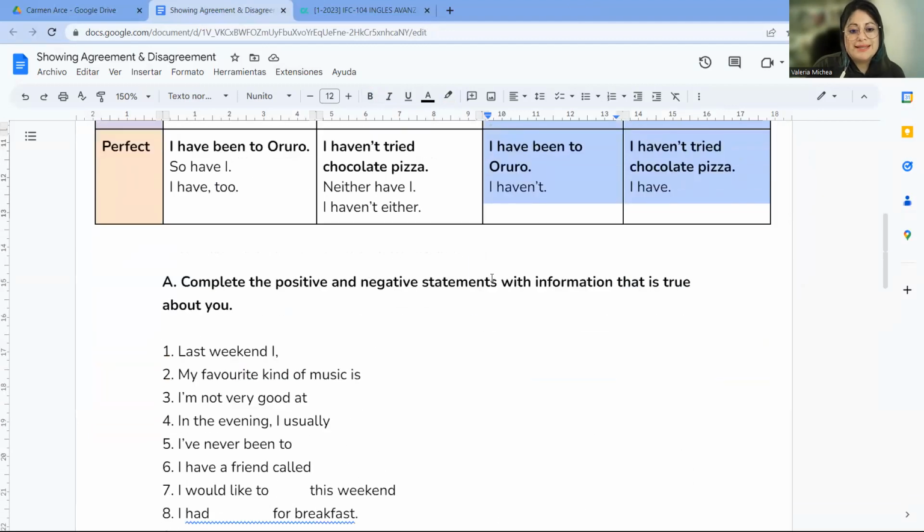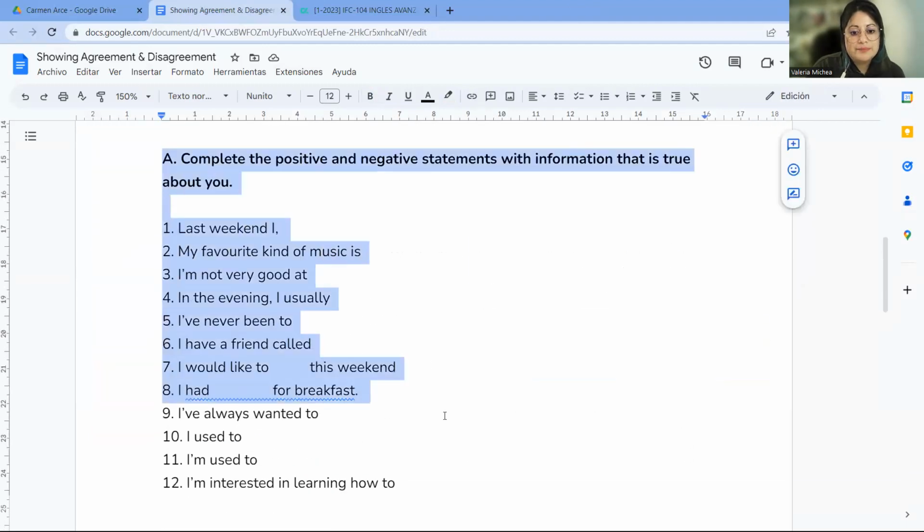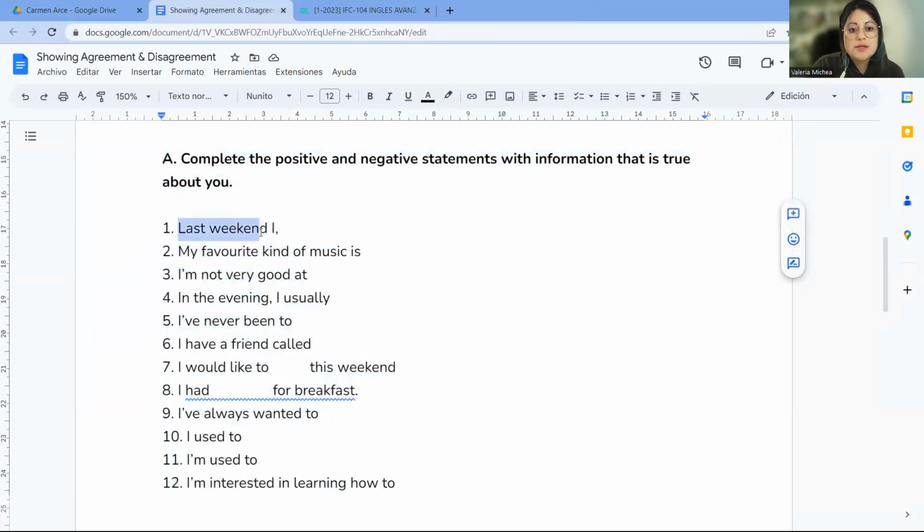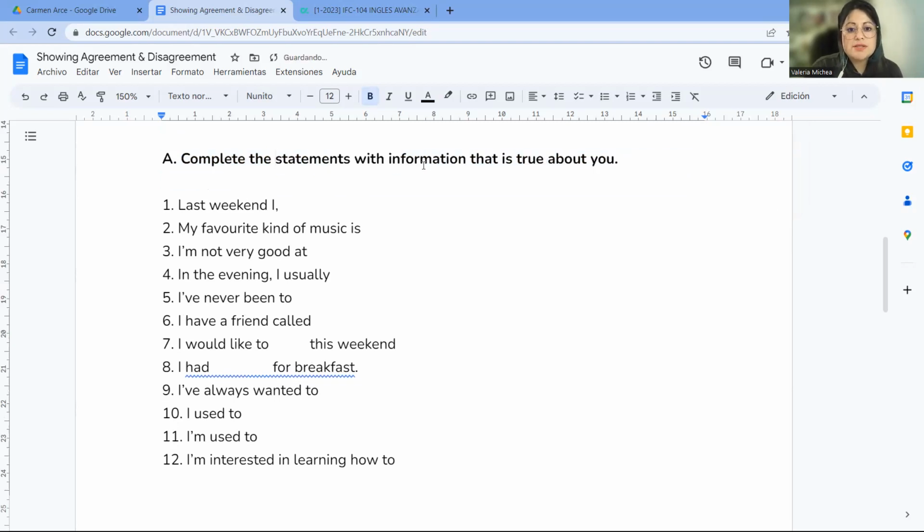What I want you to complete is this, exercise E. I have started the sentences, but now you have to complete the sentences with your own information. Let's read the instructions. It says, complete the positive and negative statements with information that is true about you. I think I only wrote affirmative, so complete the statements with the information that is true about you, all right?